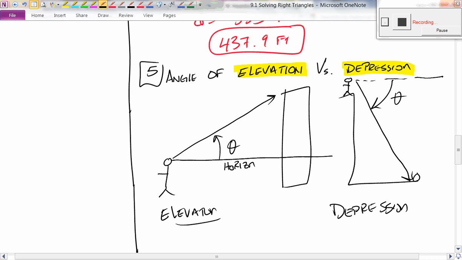So horizon's like eyesight level. Yes. Okay, the horizon line. So it can either be going down or it can be going up. When we do word problems and they say the angle of elevation is blah, blah, blah, you're going to be looking at this type of picture. The angle of depression is blah, blah, blah, you're looking at this type of picture. Do you guys see the difference of where the thetas go? Okay, one goes up, one goes down.